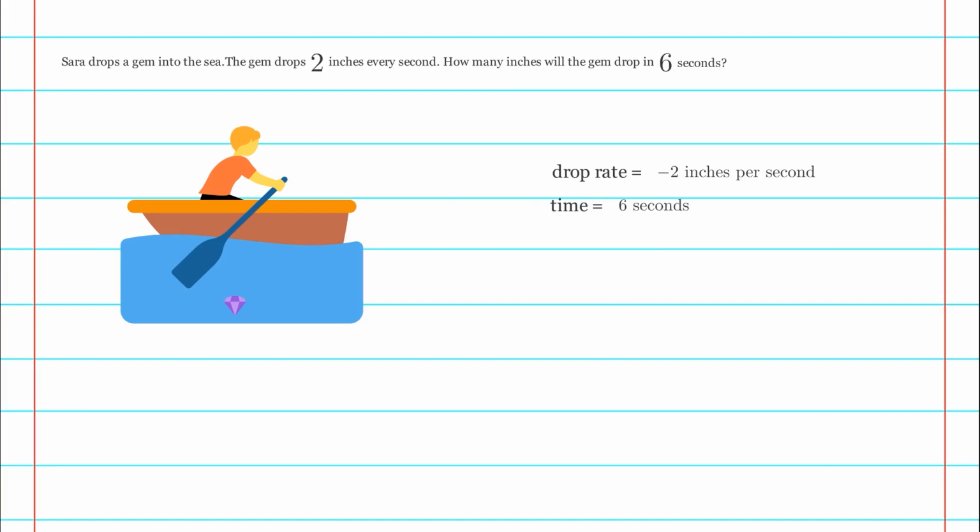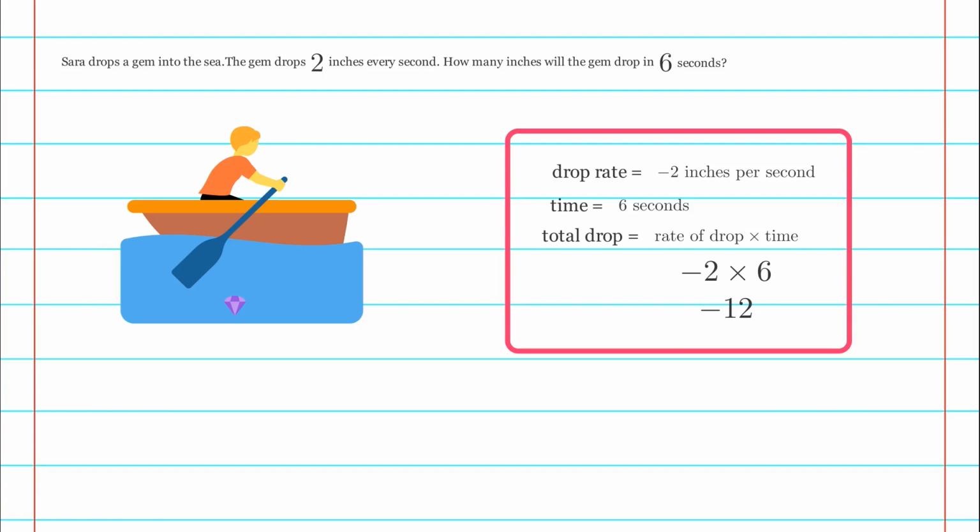Now we need to find the length of the total drop. So we can find the length of a total drop by multiplying the rate of drop with the time. So if we put the numbers into the expression, multiplying negative 2 with 6 gives us negative 12. As there is only one negative sign, the answer will be negative. So the gem will drop 12 inches below the sea level in 6 seconds. The negative sign indicates the direction of the drop here.